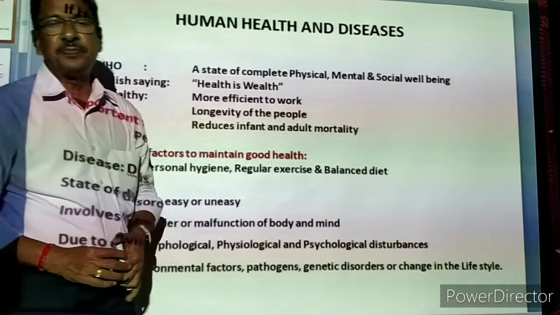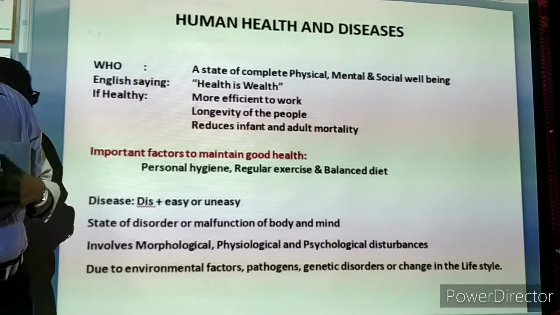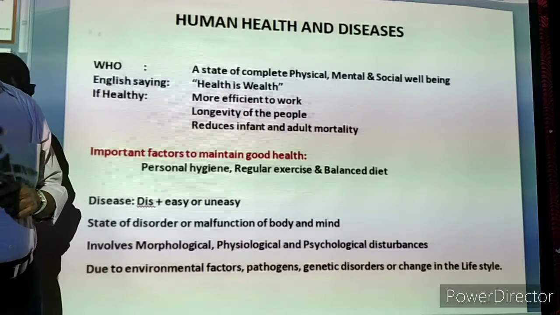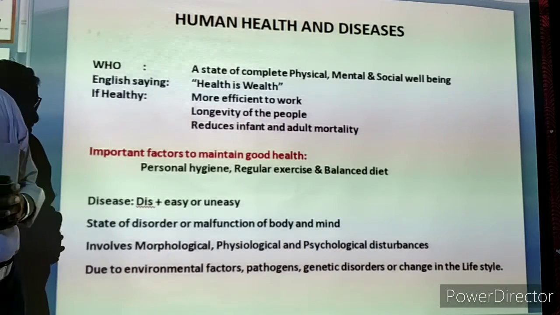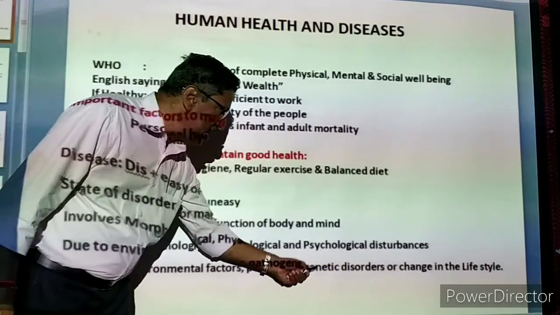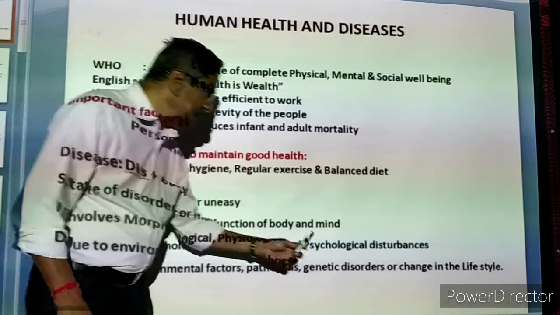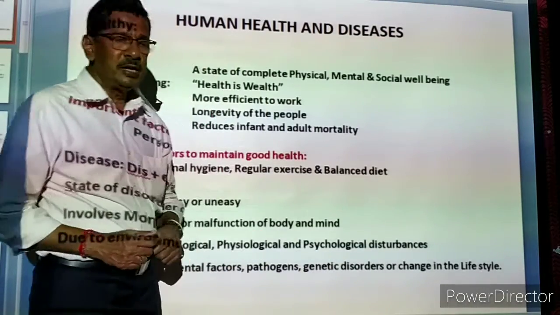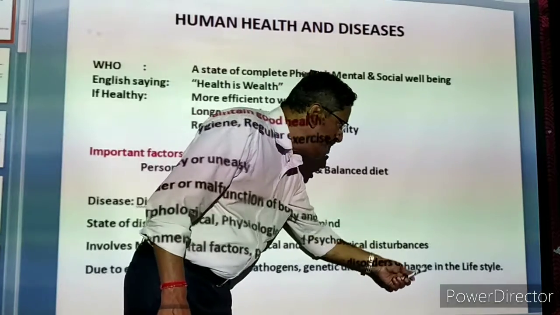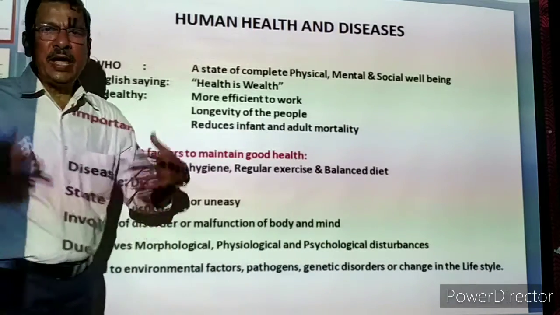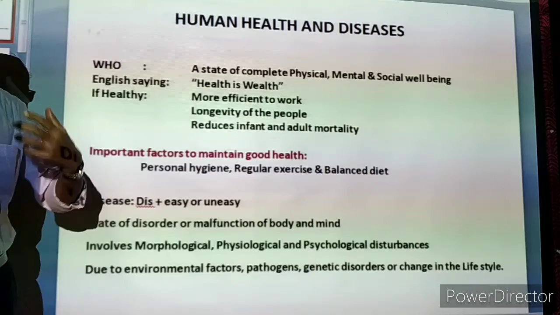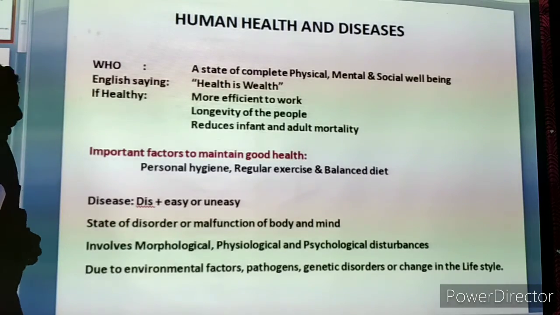Genetic disorders. In our body, in our cells, in the chromosomes, a lot of genes are there. The genes are responsible for various characters. If any genetic abnormalities are present, then genetic disorders will be present. Or change in the lifestyle. Now mainly that is a factor. Most of the diseases are caused due to that particular factor.